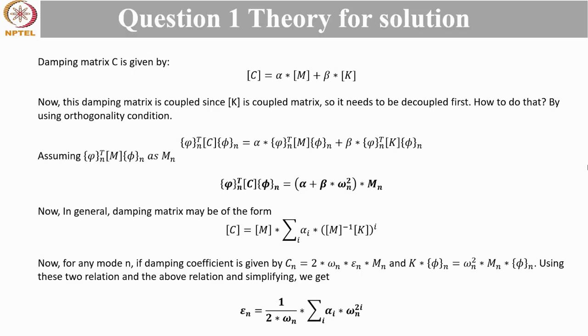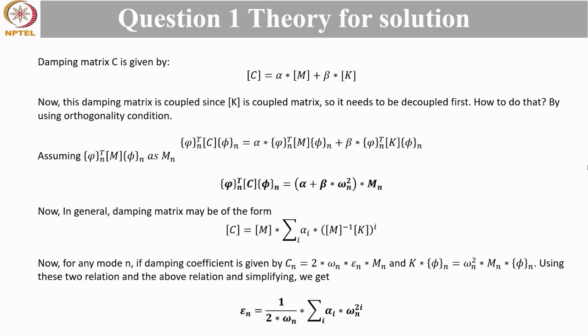So herein, first we need to see how we will obtain the absolute damping for each floor. Now, damping matrix C we saw earlier how it is given. It is given by alpha times mass matrix plus beta times stiffness matrix. Now, this damping matrix is a coupled matrix. Since K is a coupled matrix, it needs to be decoupled first. How to do that? By using orthogonality conditions.